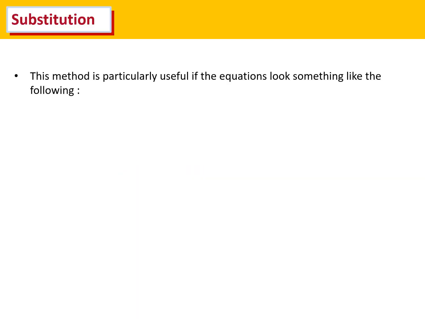The method of substitution is particularly useful if your equations look like this, where one of the equations is written either y equals or x equals. And then the second one can be whatever it likes. Because when it's written y equals, we've got y in the top equation and y in the second equation.